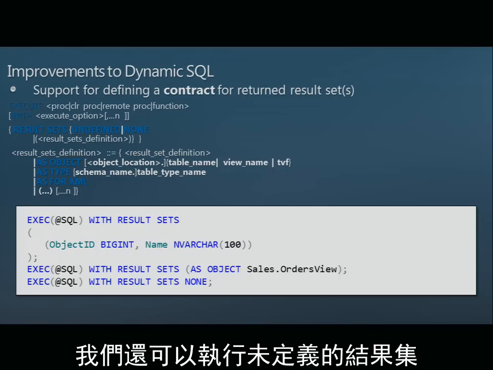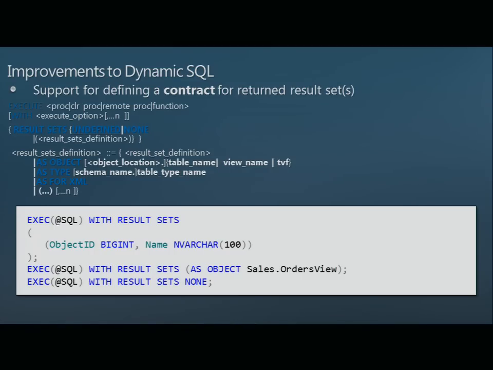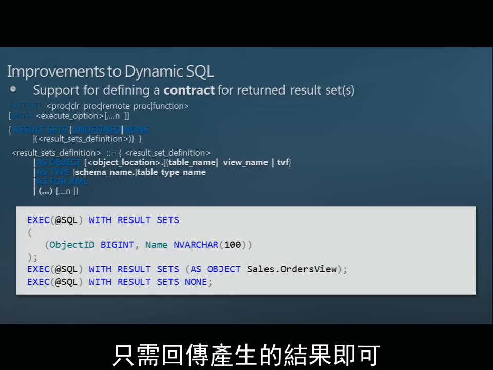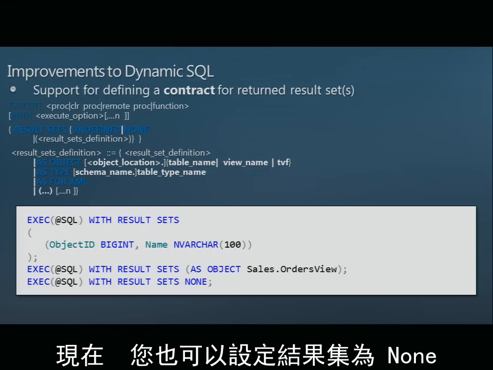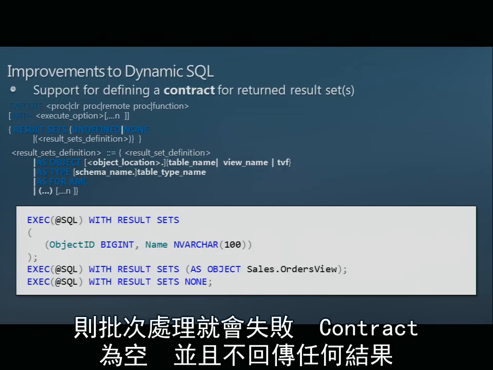EXECUTE WITH RESULT SETS UNDEFINED is basically the old behavior, which means you don't have to tell me what the result set is, we'll just return whatever happens. But now you can also specify RESULT SETS NONE, which means if the stored procedure or dynamic SQL tries to return something, we will fail the batch and say no. The contract was nothing, no results were to be returned.